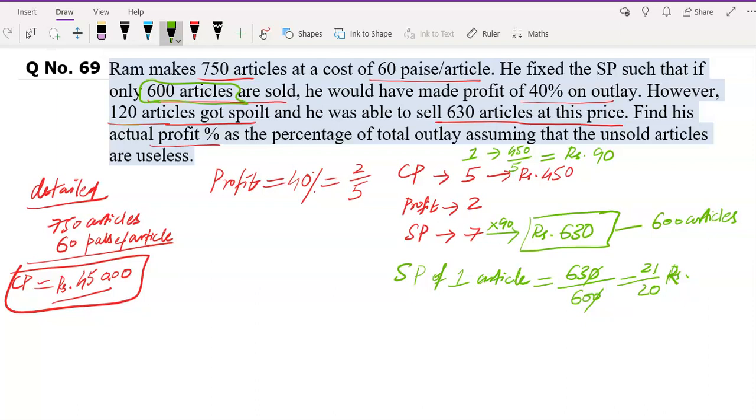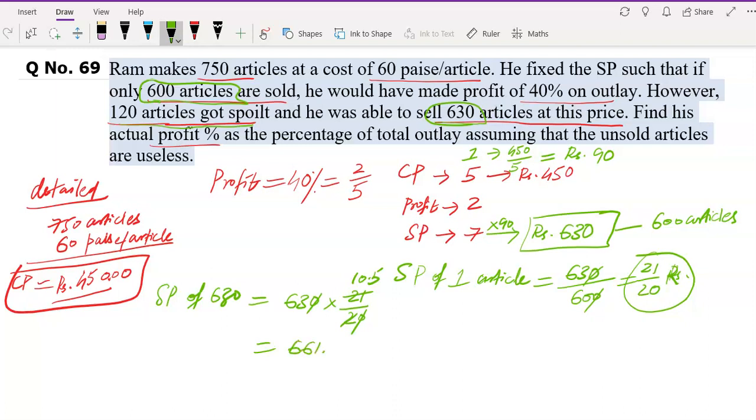Now in this question, 120 articles are spoiled and he was able to sell only 630 articles. So the selling price of 630 articles will be how much? 630 into 21 by 20. One article is 21 by 20, so 630 articles will be this much. So if we multiply this, we will get 661.5. So the SP of 630 articles is 661.5.